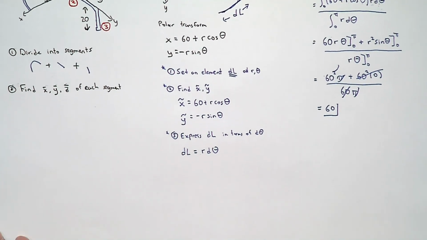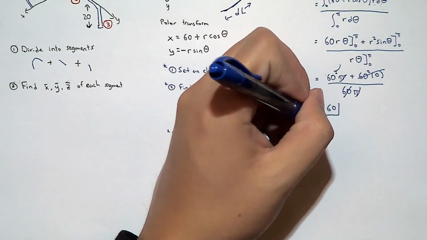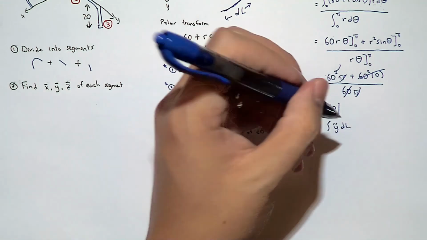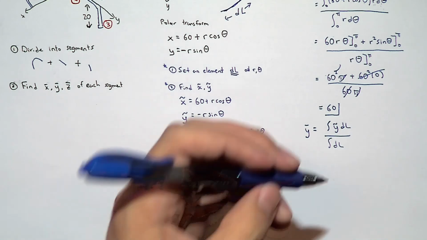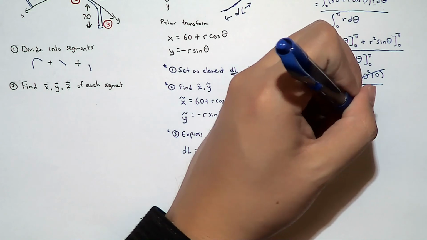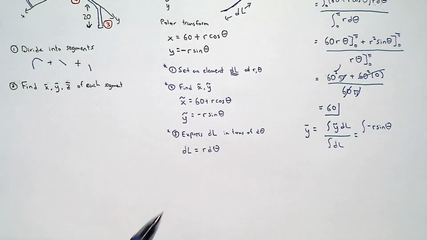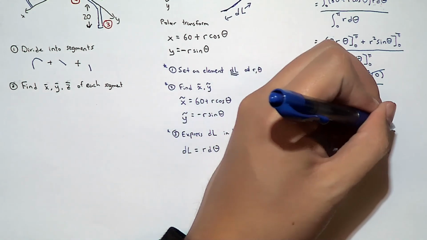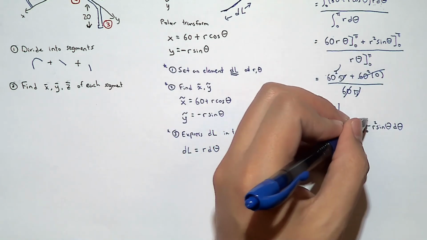Now let's see what this looks like for my y coordinates. y bar equals the integral of y squiggly dl over the integral of dl. I know from step number 2 that y squiggly is negative r sine theta, so the integral of negative r sine theta. And I know from step number 3 that dl is r d theta, so r times r is r squared d theta. The limits of integration are the same, 0 to pi.